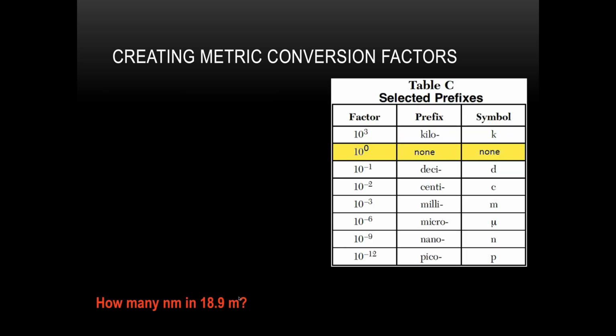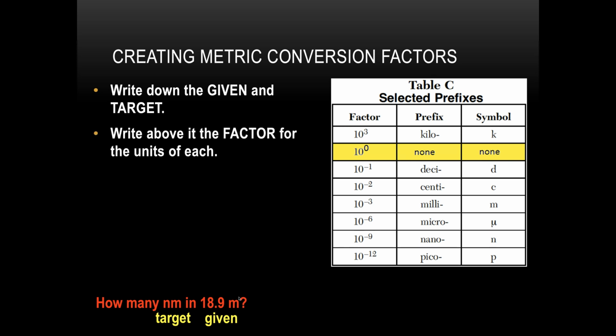Here's another metric conversion factor. How many nanometers in 18.9 meters? So once again, we identify the given and the target. And then we write down their conversion factors. Nano is 10 to the negative 9. Meter has no prefix. Don't be fooled into thinking it's this, all right? M stands for meters if there's nothing else in front of it. And that would mean 10 to the 0th. There's no prefix, so there's no power of 10.